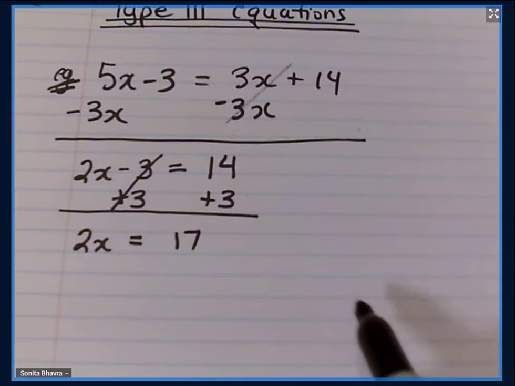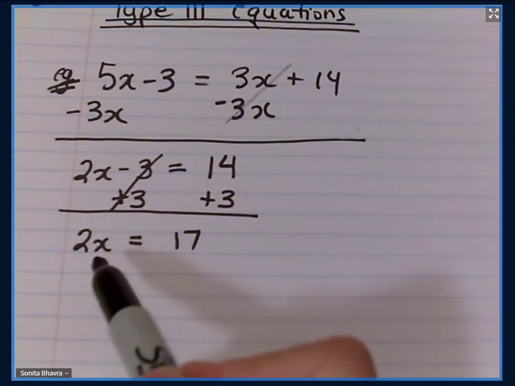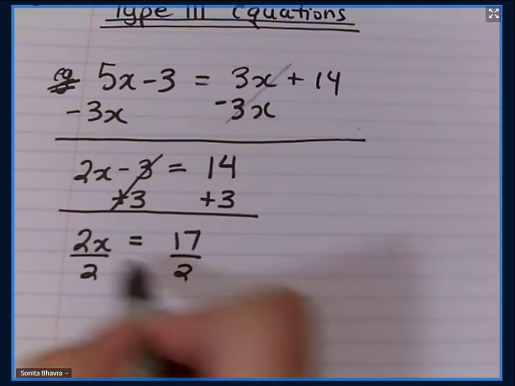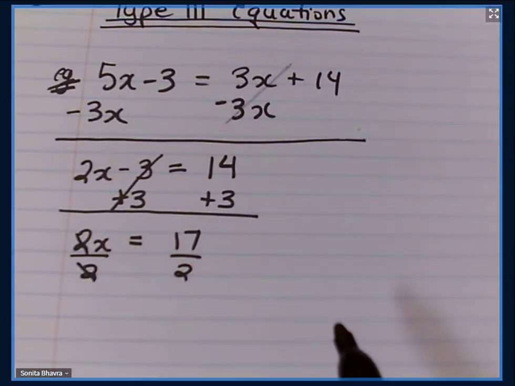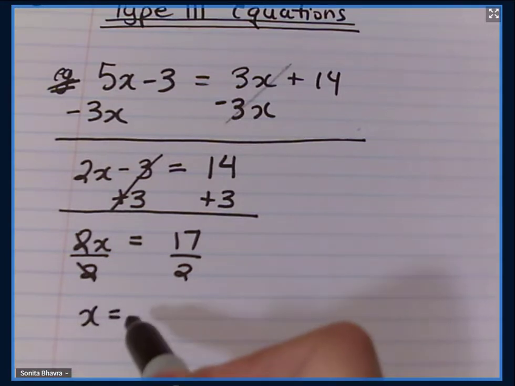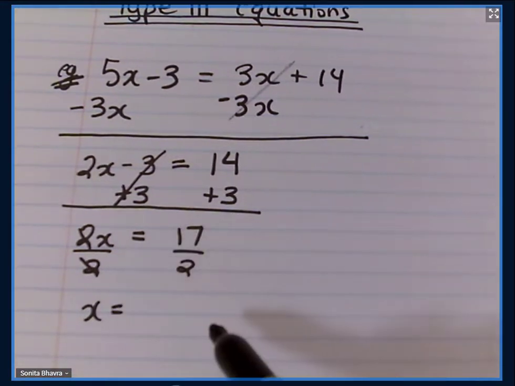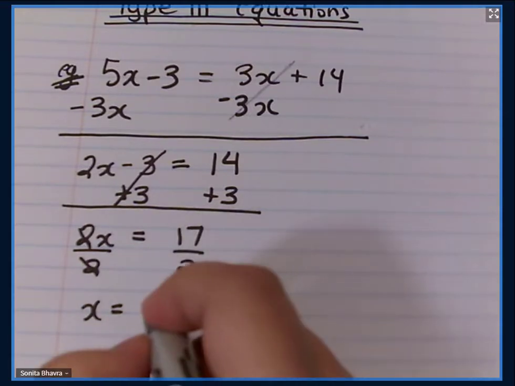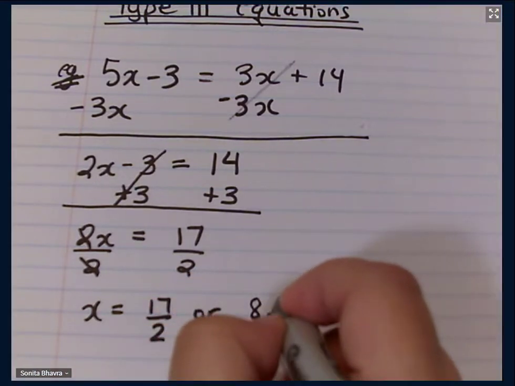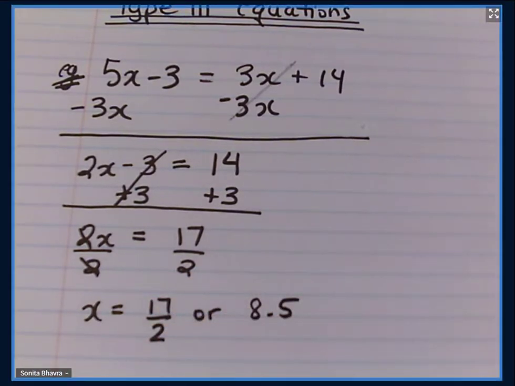And last step, we have 2 times x, so the opposite of that is to divide. We've got to do it to both sides. 2x divided by 2 leaves me with 1x. So x is equal to 17 over 2. You can put that into a decimal, or you can leave it as a fraction. So 17 over 2, or 8.5 in decimal form.